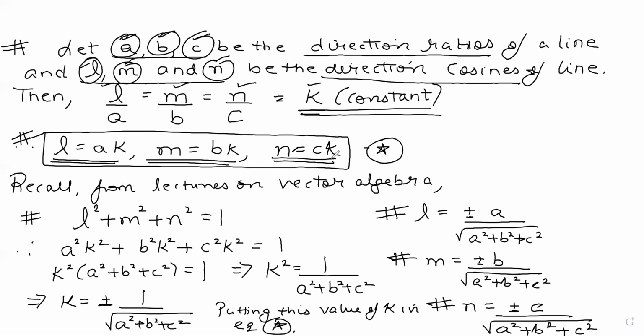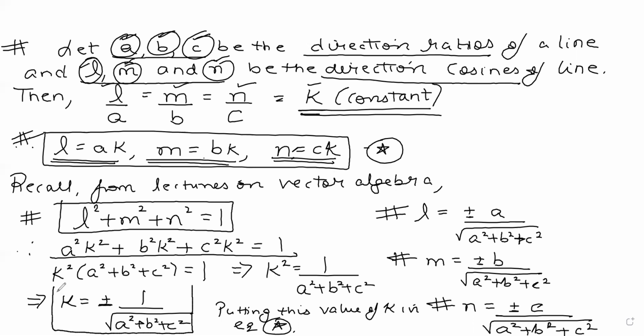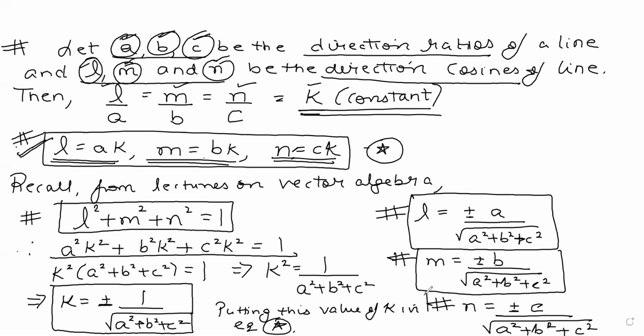From our lectures on vector algebra, the sum of the squares of the direction cosines is equal to 1. That means L square plus M square plus N square is equal to 1. Put the value of L as AK, M as BK, N as CK. We get this. Solve for K, you get the value of K as this. Put this value of K back in equation star. You get L as this, M as this, and N as this.